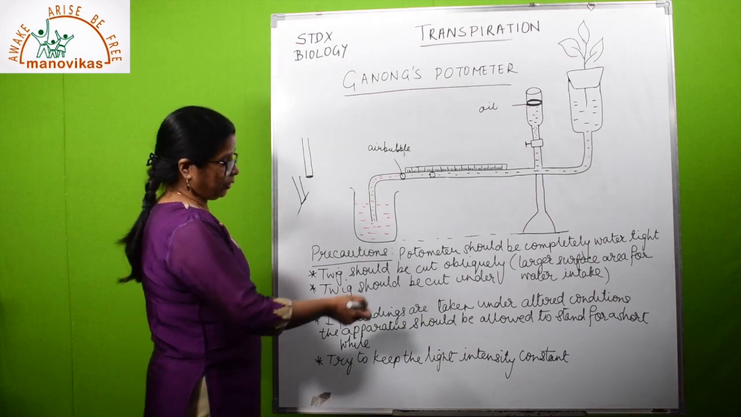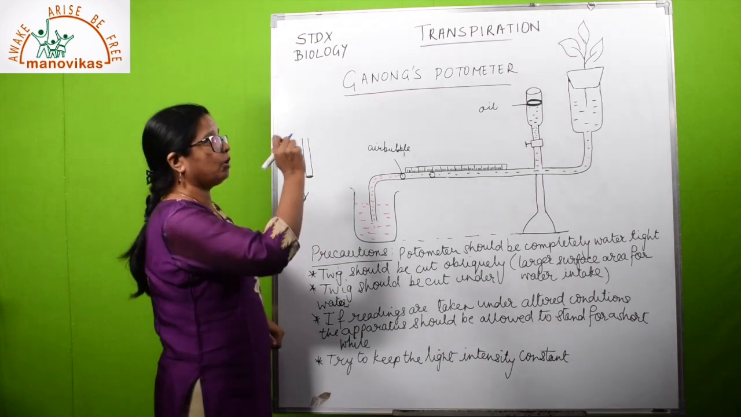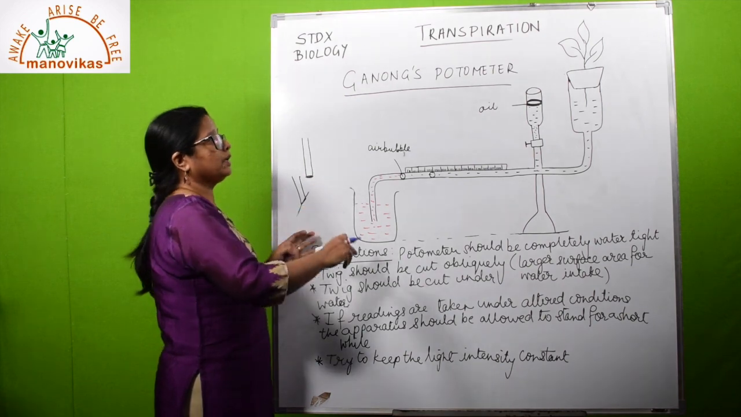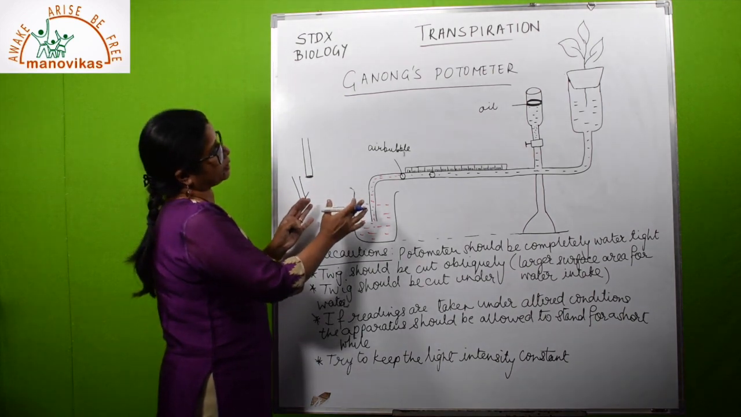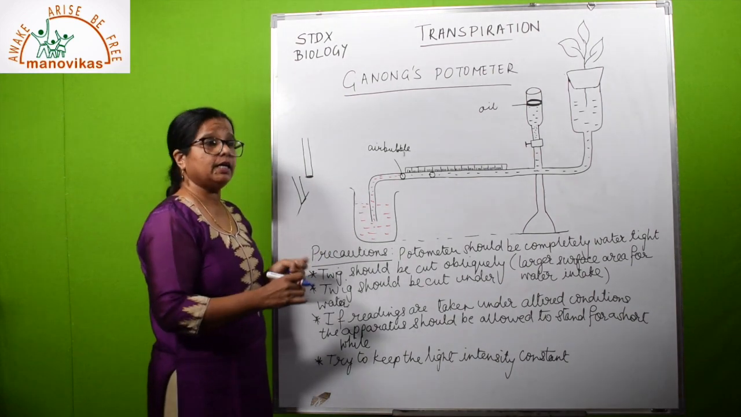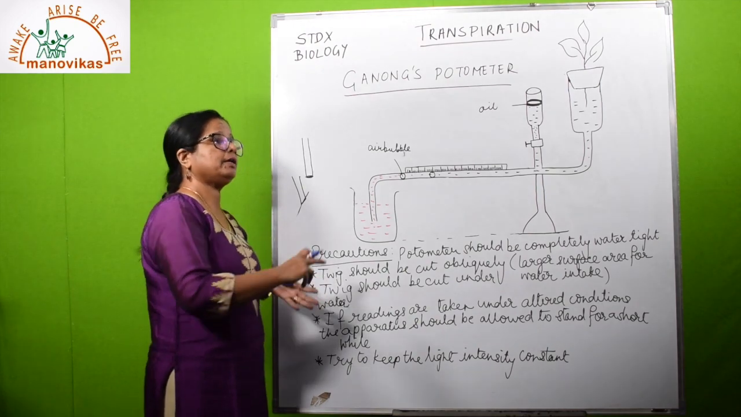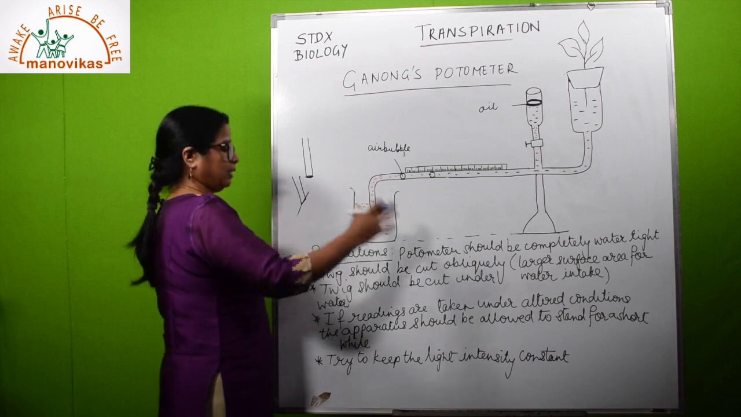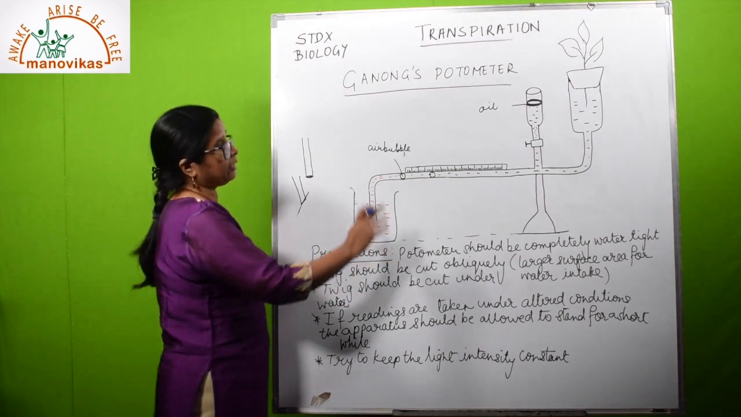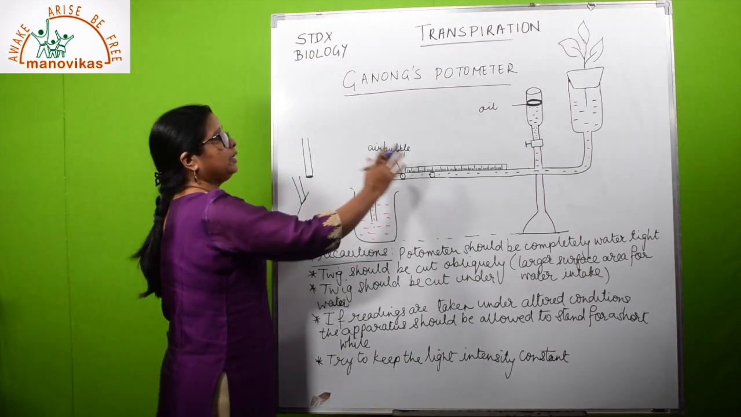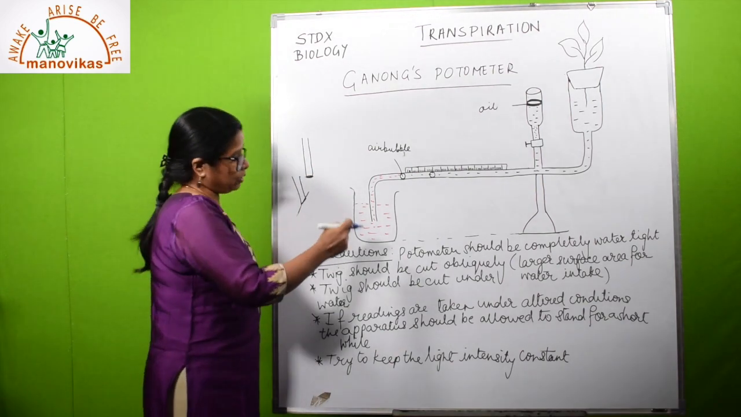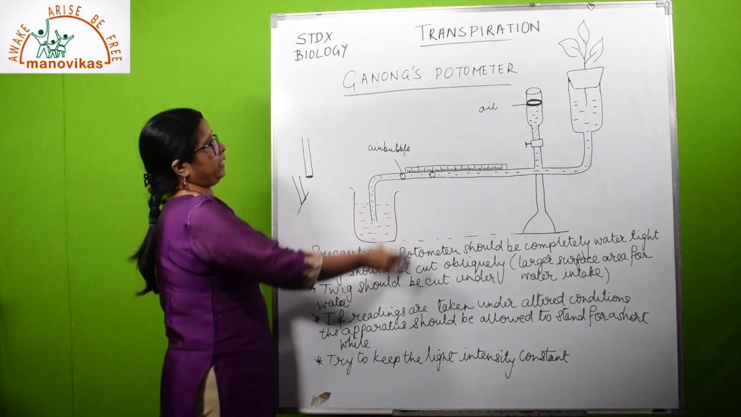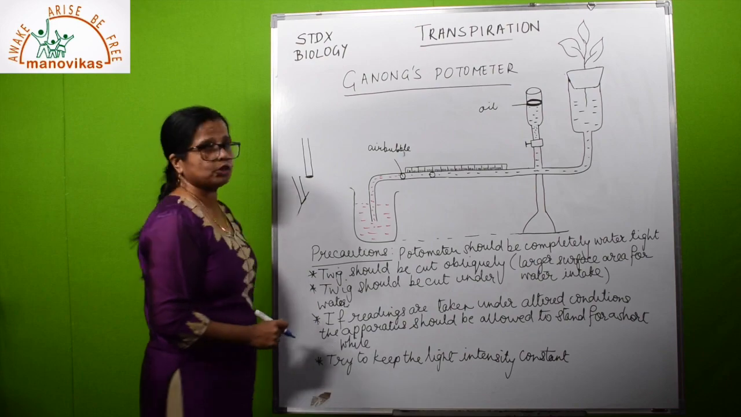Then try to keep the light intensity constant throughout the experiment. It's not like at the start of the experiment it was very bright light, and in the end or somewhere in the middle it became dim light. Then the results will again get affected. So if we are using light here, the light intensity throughout the experiment should be constant. These precautions have to be kept in mind when we are working with Ganong's potometer.